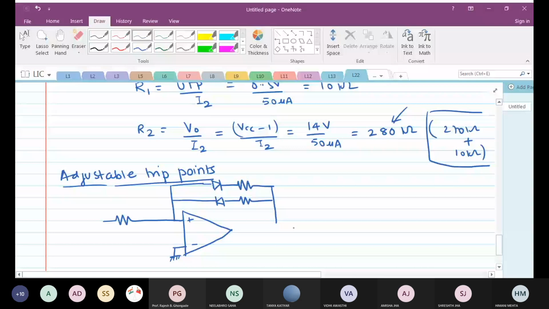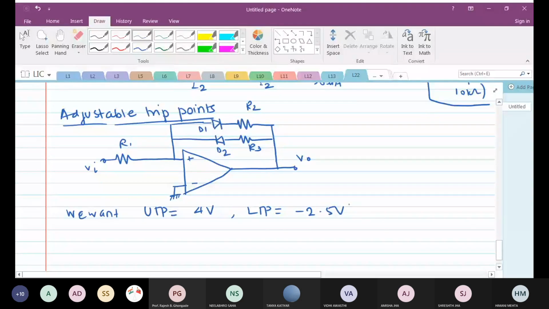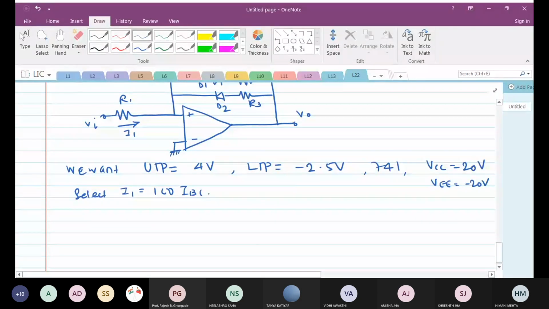So we want UTP as 4 volts and LTP as minus 2.5 volts. We are using 741 and supply is 20 volts. It is assumed that the negative supply VEE is symmetrical, minus 20 volts. Okay, so how do you start? This is the current I1. So select I1 as 100 times IB max. That gives me 50 microamperes.